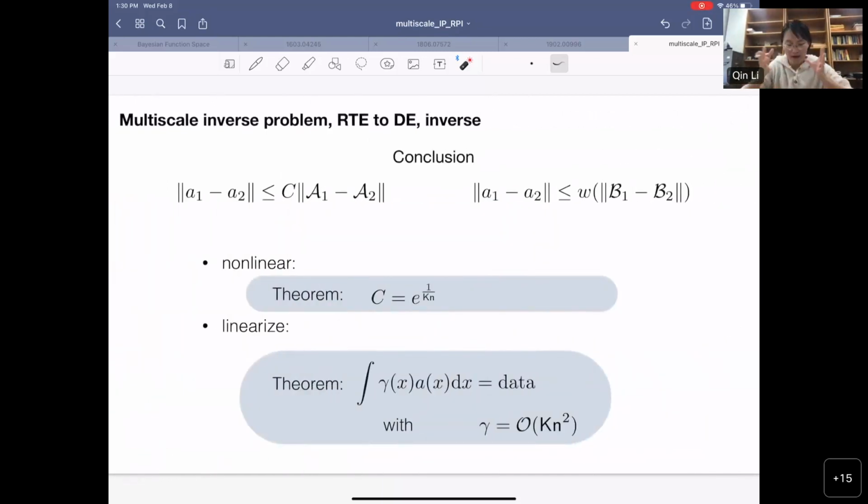We try to trace this ill-conditioning, and we find out this ill-conditioning is really nothing but this Lipschitz constant itself blowing up as the Knudsen number goes to 0. And it blows up in a very bad way. If the Knudsen number is small, you have e to pretty much infinity. And that basically carries you to this logarithmic ill-conditioning in the diffusion limit.